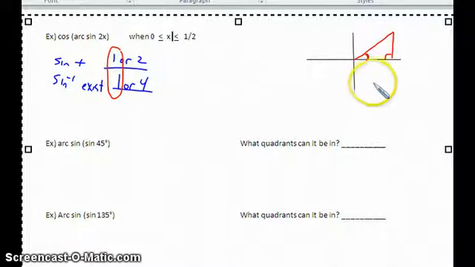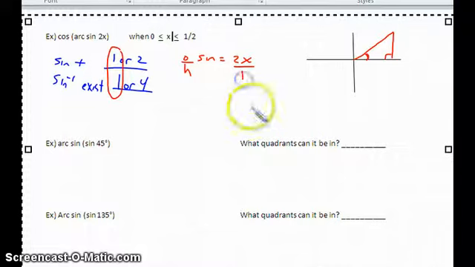There's the angle we're going from. So now let's give this triangle a sine equal to 2x. Now in this case it's opposite over hypotenuse, so the easiest way to make this be a fraction is to put it over 1. So opposite side, hypotenuse.